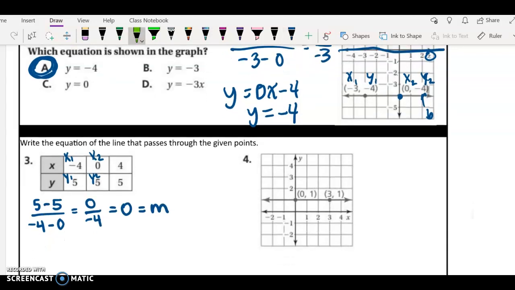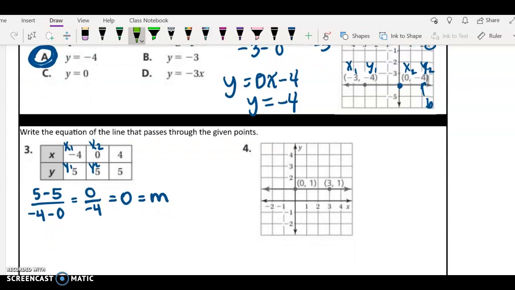My b is whenever x is 0, what is your y? So 5 equals my b. So we have y equals 0x plus 5, which is the same thing as y equals 5.